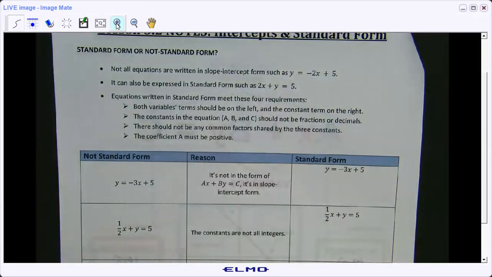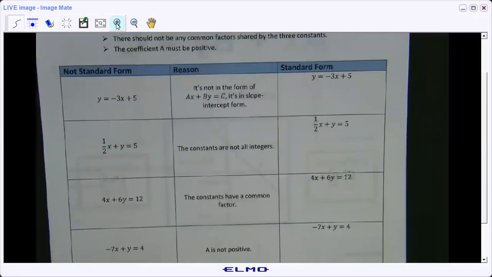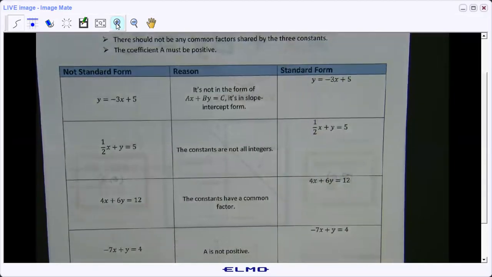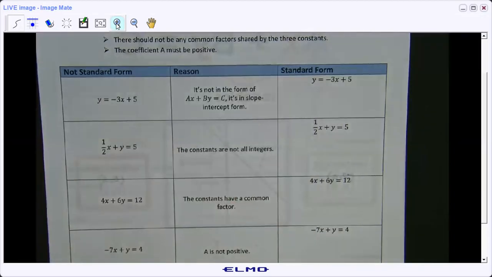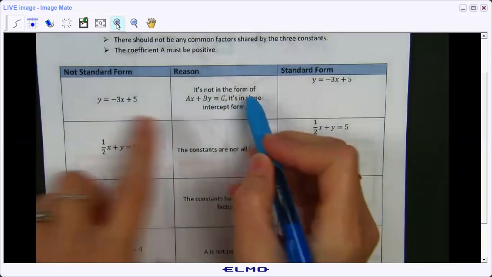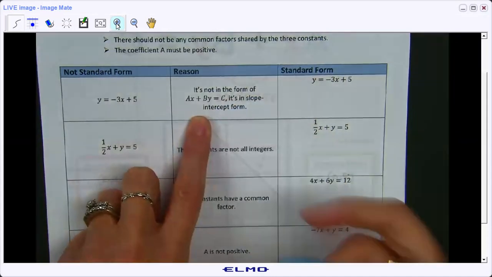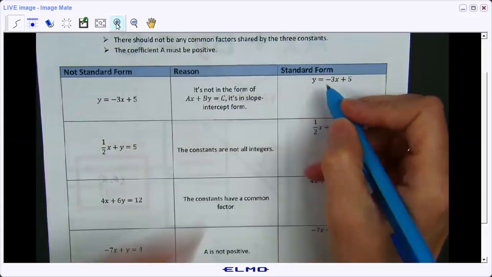So let's look at the first one. All these equations are not in standard form. This is why, and then we're going to change it. Okay. So let's look at this one. Y equals negative 3x plus 5. This one is not in standard form. It's in slope-intercept form. It can't be in slope-intercept form. So we're going to rearrange this equation into standard form.